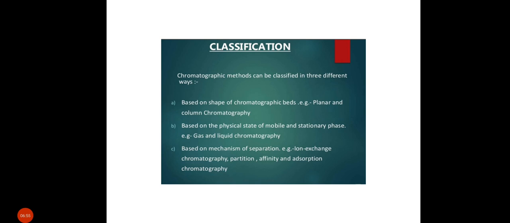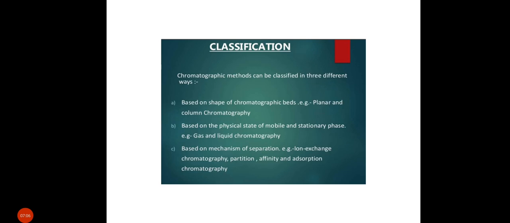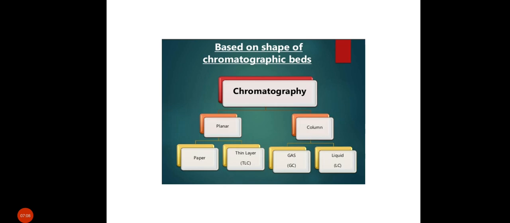Third is based on the mechanism of separation. Now, based on the shape of chromatographic beds, chromatography is divided into planar chromatography and column chromatography. Planar chromatography is again classified into paper and thin layer chromatography, and column chromatography is further classified into gas chromatography and liquid chromatography.